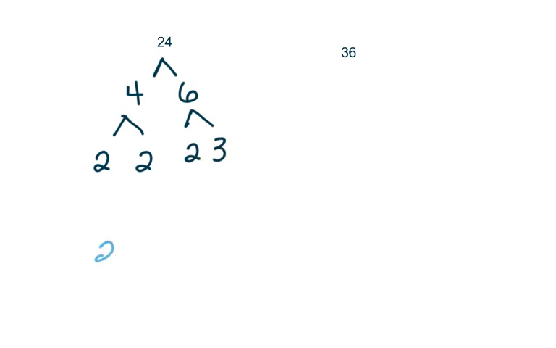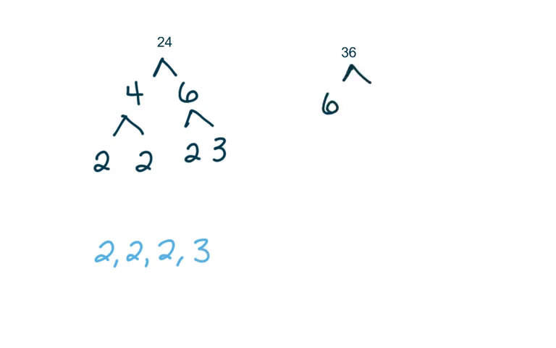So to show you what that would look like, I have two numbers that have multiple prime numbers in common. So 24 would make a factor tree, and I'm just going to go with 4 and 6. 4 breaks down to 2 and 2. 6 breaks down to 2 and 3. So my prime factors here are 2, 2, 2, and 3.